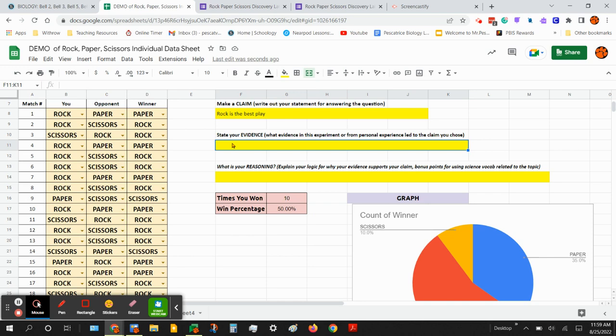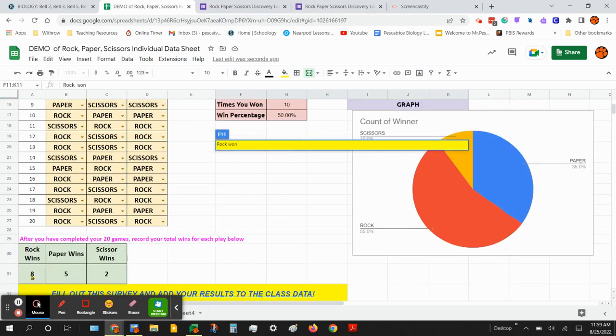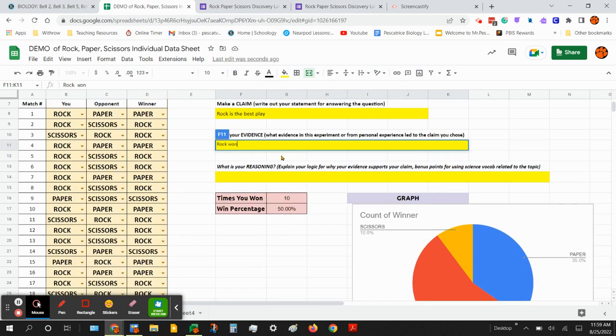So evidence. You can just write, rock won, and you can reference your table down here. Rock won 8 times, paper 5, scissors 2. Rock won 8 times, scissors won 5 times, and I had that backwards. Paper won, and scissors won 3 times.